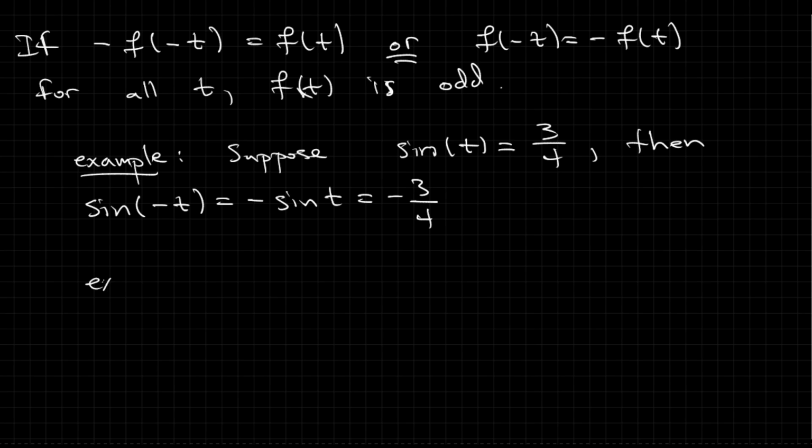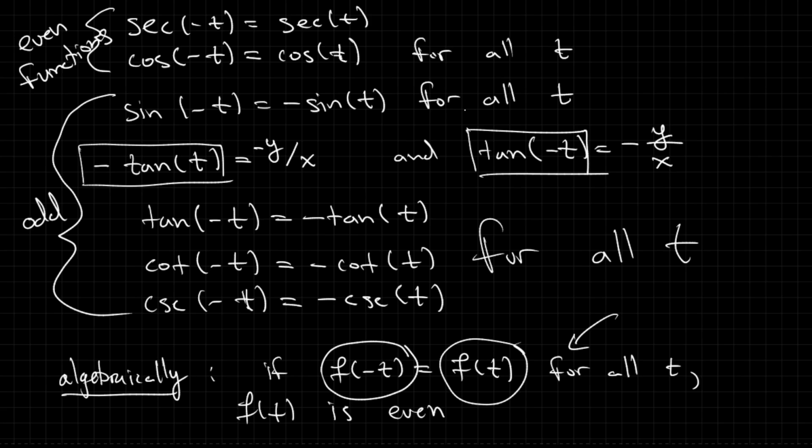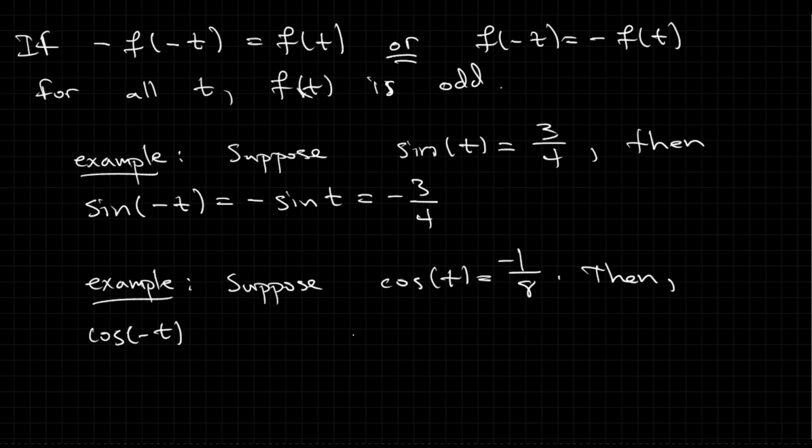And as another mini example here, let's suppose that cosine of t equals, I don't know, let's say -1/8. Then cosine of minus t, going back and looking at this, cosine of minus t is the same thing as cosine of t. So that means that cosine of minus t is the same as cosine of t, which is -1/8.